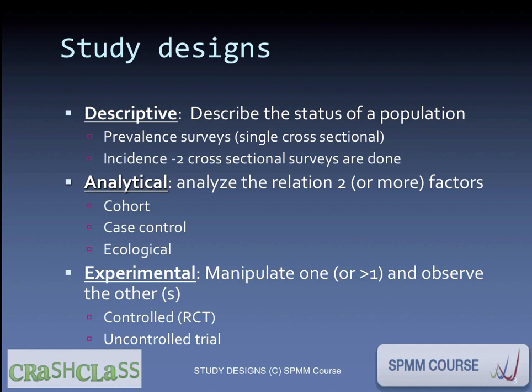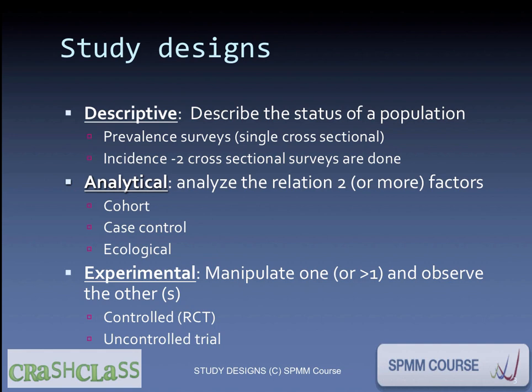Then comes analytical studies. The term analytical tells you what these studies do. They analyze the relationship between two or more factors. You can do analytical studies in three forms. You can either do cohort studies or case control studies or ecological studies. I will tell you in more detail about each of these studies as we go along. The third large type of study design that we can think of is experimental studies.